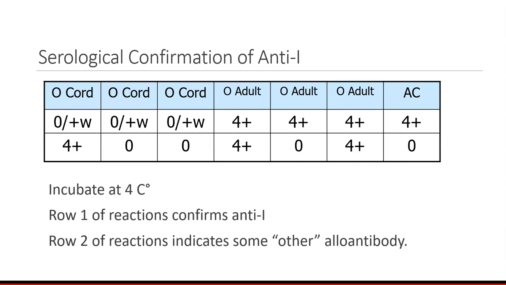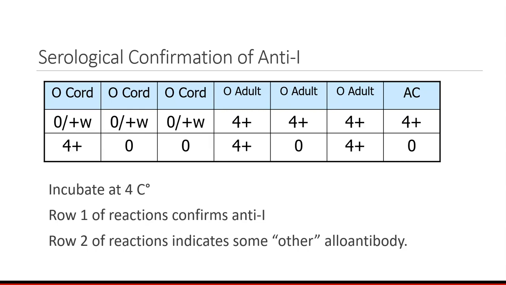We have our 3 Group O cord cells. These are easy to procure if you have an obstetrical department. Otherwise, you'd have to buy reagents or just send this off for confirmation. Then we have the 3 adult cells, which are our screen cells, and then we have our autocontrol. These are then mixed. The serum is added and mixed, and you incubate it at 4 degrees centigrade, which is in the refrigerator. Row 1 shows reactions which confirm anti-Big I, and row 2 of the reactions indicates some other alloantibody, some other cold reacting antibody.